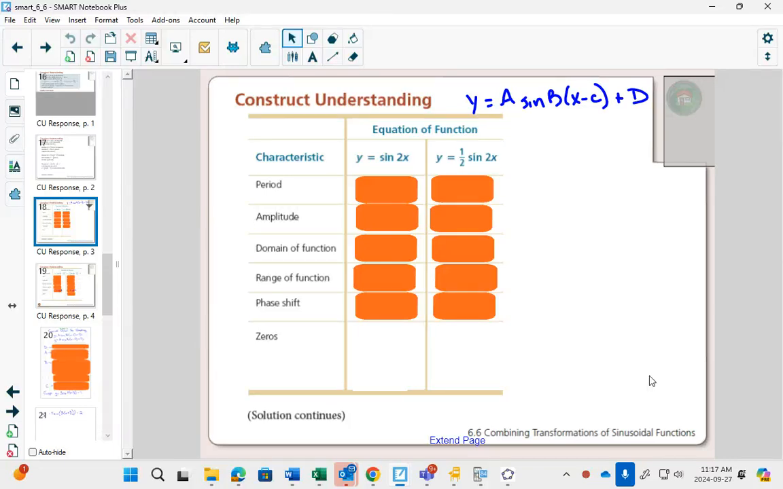So this is on page 530. I'll give you a little bit of time. Try to do the first column, then we'll go over it, and then maybe the second column is easier.